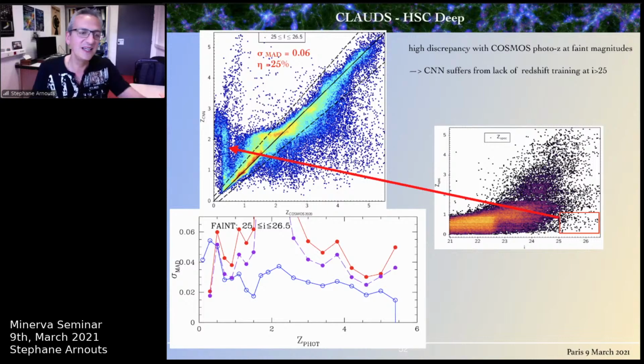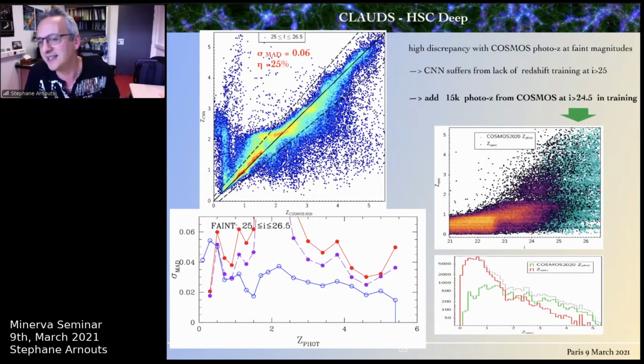And basically, you get this plume of the CNN at low redshift for COSMOS, which is the vertical plume at low redshift that you can see. It is basically because we have nothing to train on. So the CNN doesn't know which redshift to attribute, so they get distributed all over.